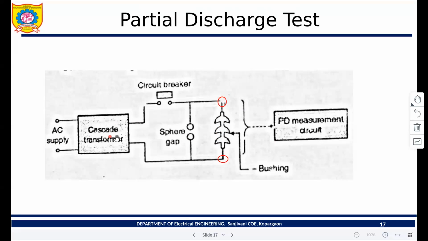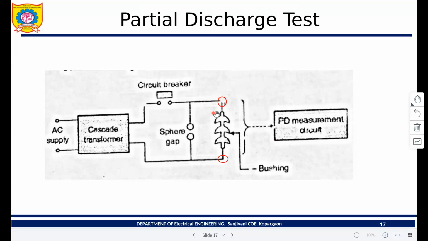Here, AC supply voltage, cascade transformer, which is used to increase the voltage level. Circuit breaker is used for protection purpose. Now, if you see this spark gap over here, what will happen? We are going to increase the voltage up to the point where the discharge is going to happen.